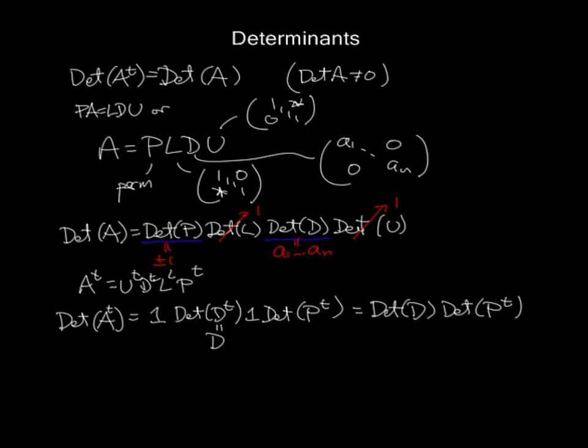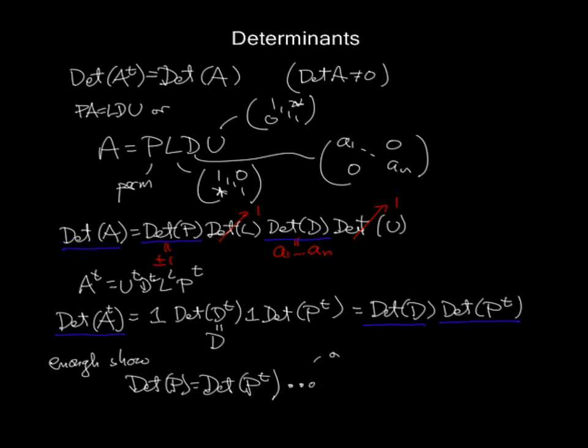Okay, so where are we? We have two formulas. The determinant of A is the determinant of P times the determinant of D. And the determinant of A transpose is the determinant of P transpose times the determinant of D. So all you need to know is that the determinant of a permutation matrix is the same as its transpose. And I'll let you think about that. That is true, and it involves counting the number of swaps that are necessary to get back to the identity.